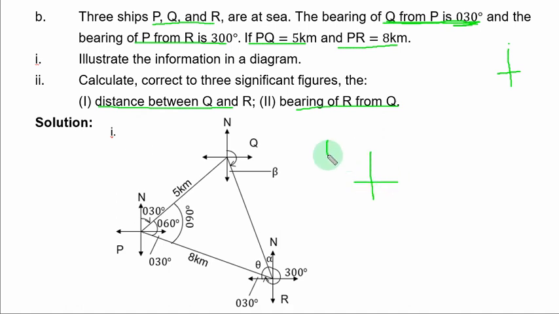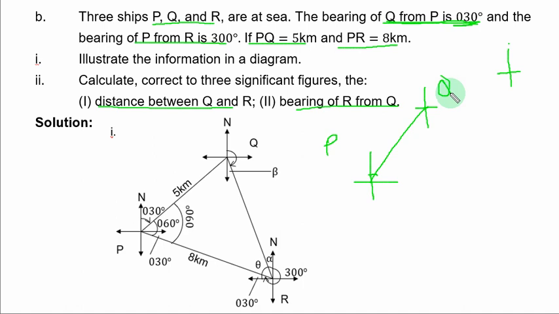Now this is P. The bearing of Q from P is 030. That should be in the first quadrant, and the distance there is 5 kilometers. You draw it to scale. You have somewhere here. So let's have Q to be here. So this is Q.